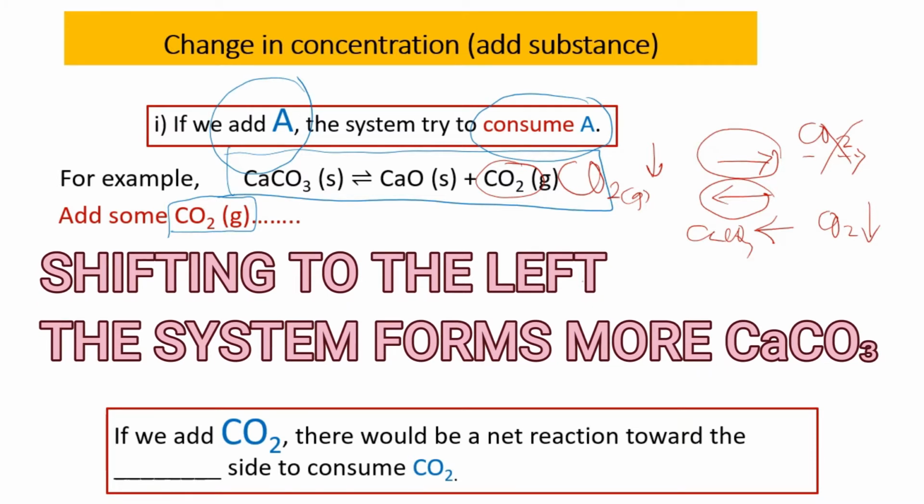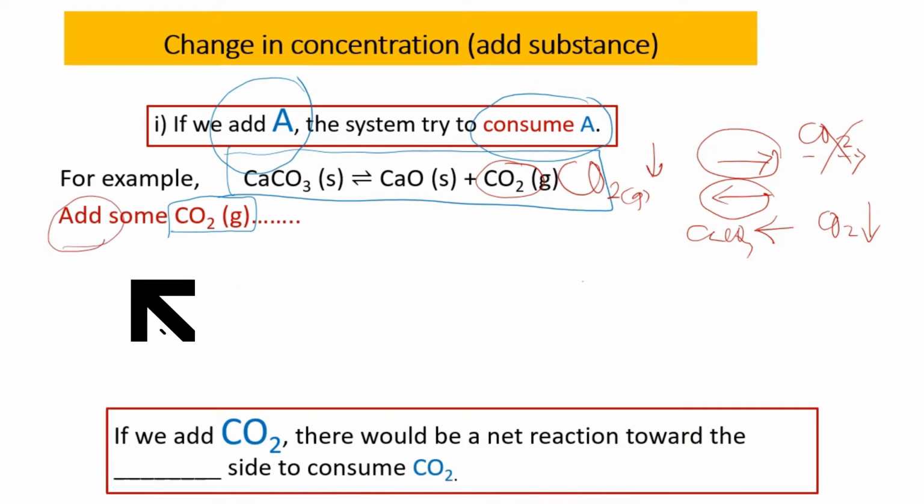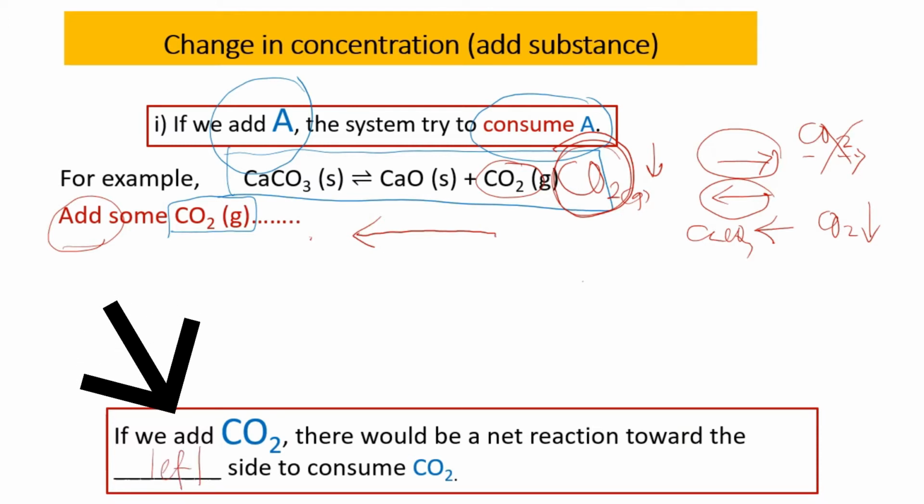So when you add some carbon dioxide to a system which is at equilibrium, the system is no longer at equilibrium and it tries to bring down the amount of carbon dioxide by shifting to the left. So we will have a net reaction towards the left side to consume carbon dioxide.